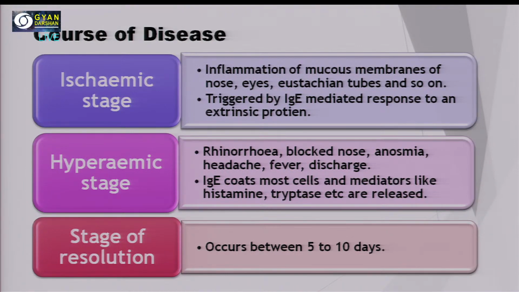The first stage is the ischemic stage, in which there is inflammation of the mucous membrane of the nose, eyes, eustachian tubes, and so on, which is triggered by an IgE mediated response. Then there is the hyperemic stage, in which there is rhinorrhea, blocked nose, anosmia, headache, fever, and discharge. Here also IgE antibodies play their role. They coat most of the cells and cause the release of mediators like histamine, tryptase, and also various neutrophils and eosinophils. They come to the part and increase the infection.